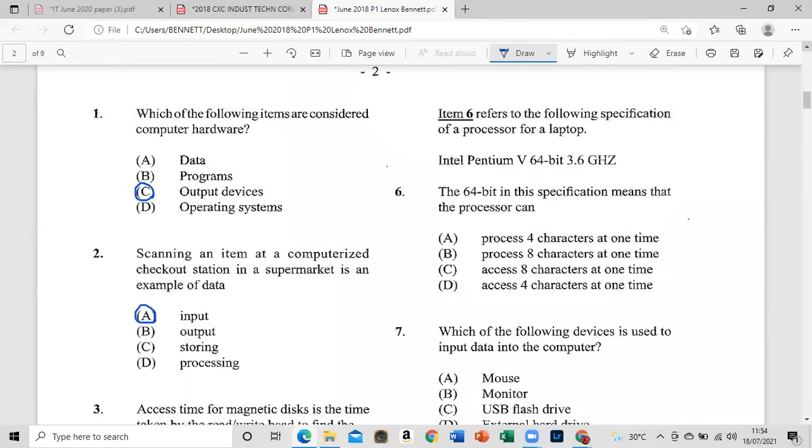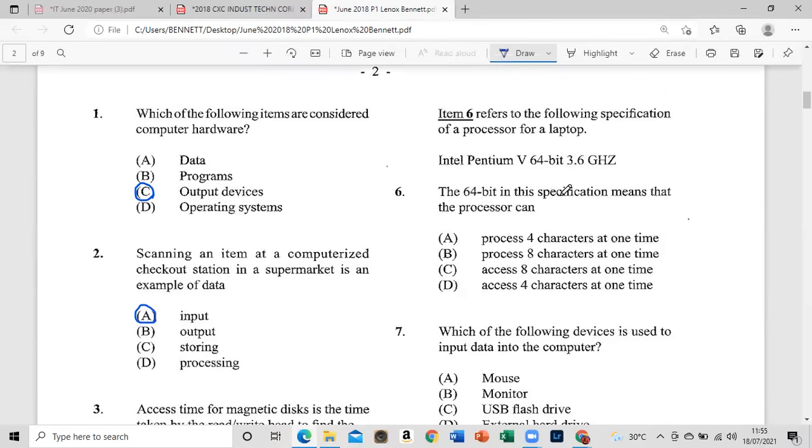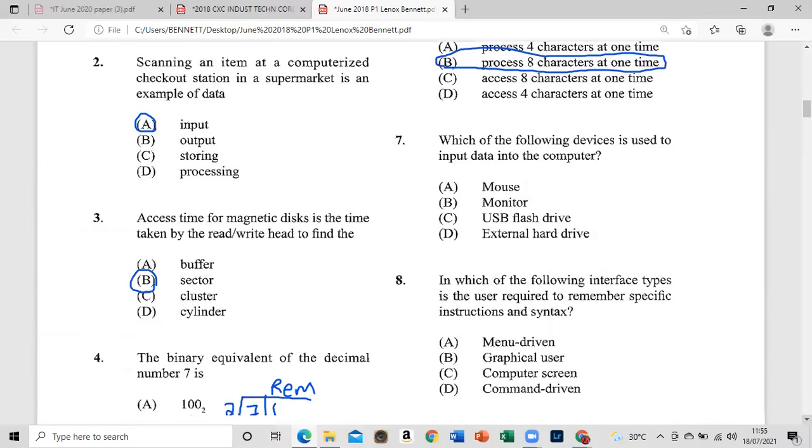This one took me a while to figure out. Refer to the following specification of a processor of a laptop: Intel Pentium 64-bit 3.6 gigahertz. 64-bit in the specification means the processor can process 8 characters at one time. This took me nearly an hour to figure out, guys. I was all over the place. I'm going to take up this IT thing seriously. Information is very hard to get on these kinds of things.